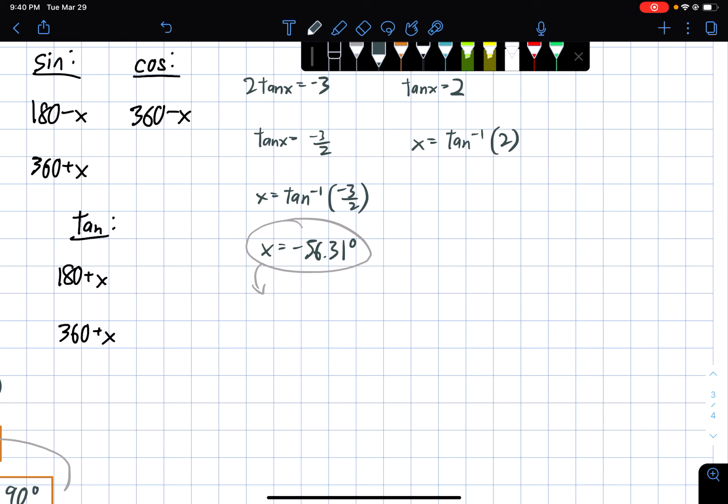So 180 plus x, or 180 plus negative 56.31. The answer is x is equal to 123.69 degrees. The other answer, so 360 plus negative 56.31 is, x is equal to 303.69 degrees.